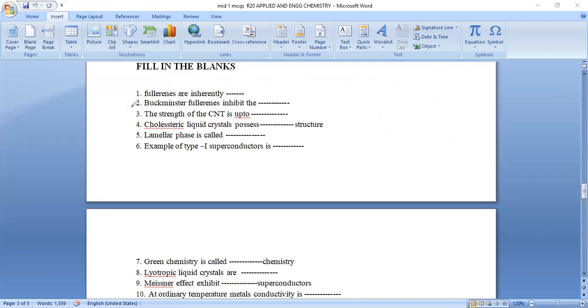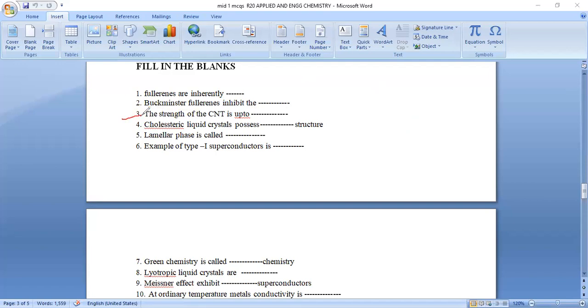Now, question number 2. Buckminster fullerene has an excellent thermal resistant property. Remember this point. What is Buckminster fullerene? Buckminster fullerene is nothing but C60 fullerene. C60 fullerene has a football-like geometry, containing a 5-member ring system, a 6-member ring system, and so on. So C60 fullerene has an excellent thermal resistant property.